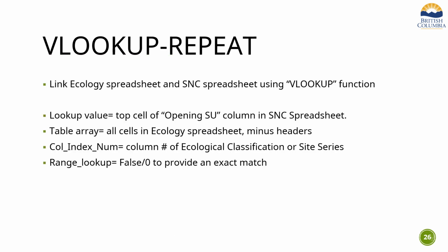Okay, these are just the written instructions of what I just covered. You can use the VLOOKUP function to link the ecology spreadsheet with the Swiss Needlecast spreadsheet through the opening ID SU field. So that's your lookup value, and then for your table array, you'll select all cells in your ecology spreadsheet minus the headers. You have to write the column number of the ecological classification column or the site series column. And then for range lookup, I would go with 0. That provides you with an exact match.